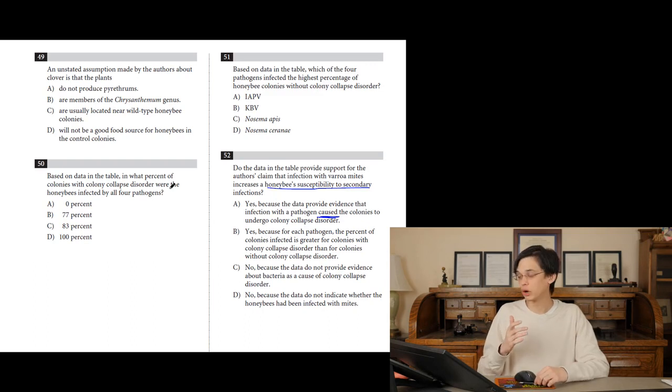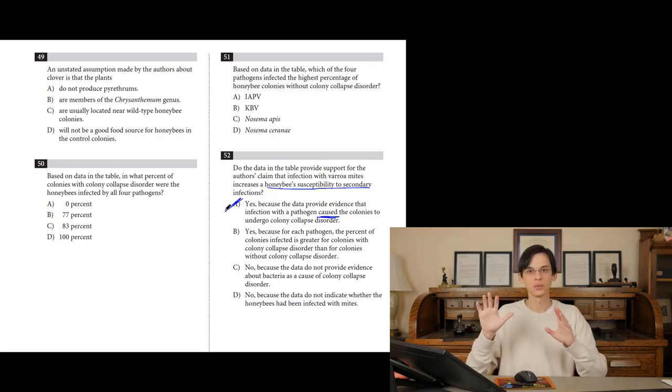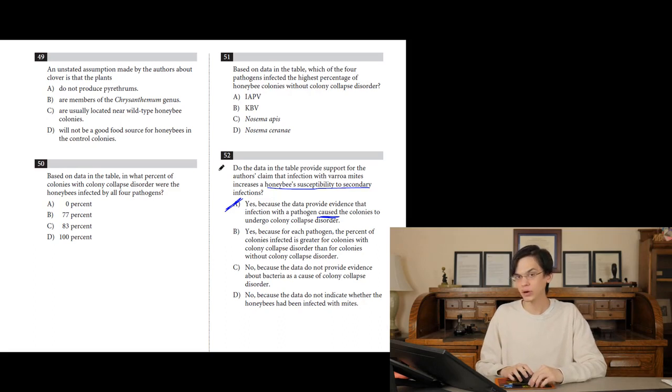Maybe colony collapse caused the infection. Maybe the colony collapse, whatever that is, causes these bees to get infected. So I don't know the causation. That bothers me. Don't extrapolate more information than you can. Don't infer things. Don't try to connect the dots when they're not being connected in the graph. This is a very hard question.